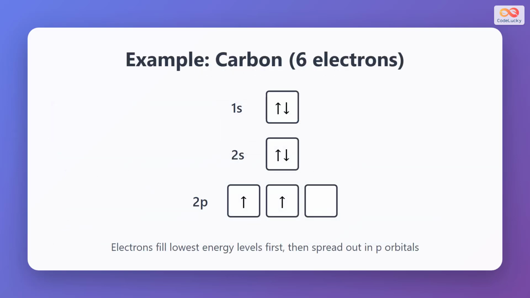Let's apply these rules to carbon, which has 6 electrons. We start with the 1s orbital, which fills completely with 2 electrons shown as up and down arrows. Next, the 2s orbital also fills with 2 electrons. Now we have 2 electrons remaining, and they go into the 2p sublevel. The 2p sublevel has 3 orbitals. Following Hund's rule, these last 2 electrons spread out, each going into separate orbitals with parallel spins, both pointing up. This minimizes electron repulsion.